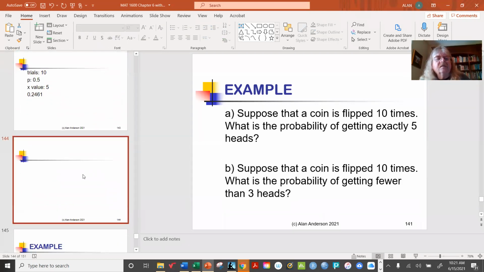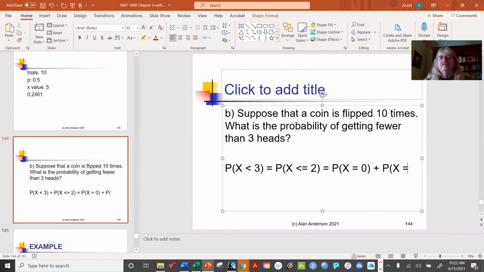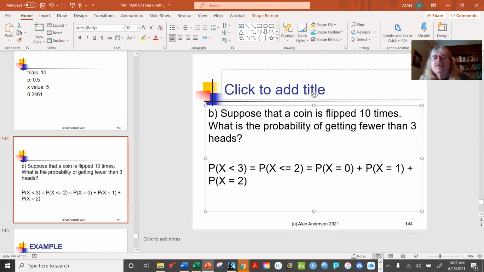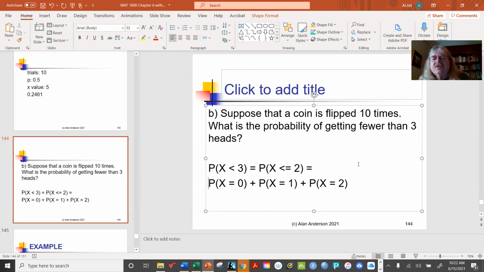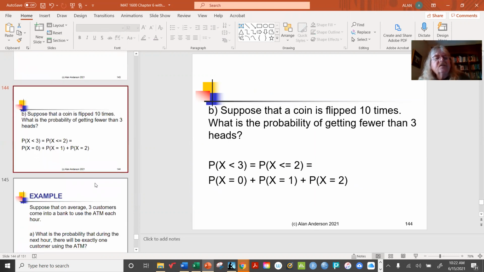This is a very different scenario because it says fewer than 3 heads. So this is probability X strictly less than 3, which is the same as the probability X is less than or equal to 2, which in turn equals the probability that X equals 0, plus the probability that X equals 1, plus the probability that X equals 2. Now that's a lot of calculations. What you would normally do is you would go to binom PDF and calculate each one of these separately and add them up. In fact, let's do that just for the practice.